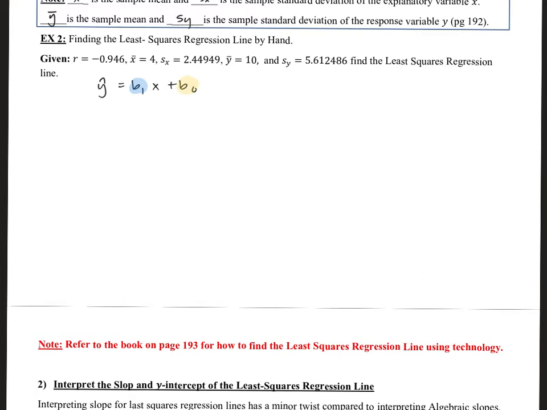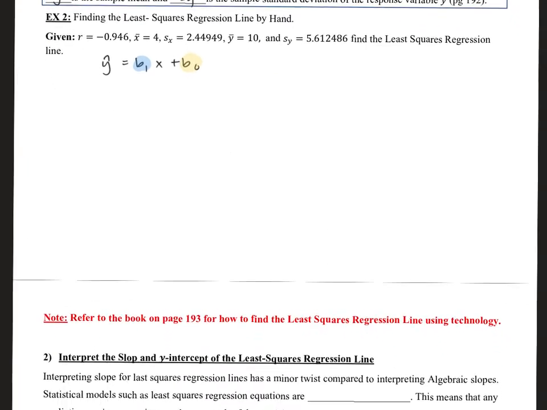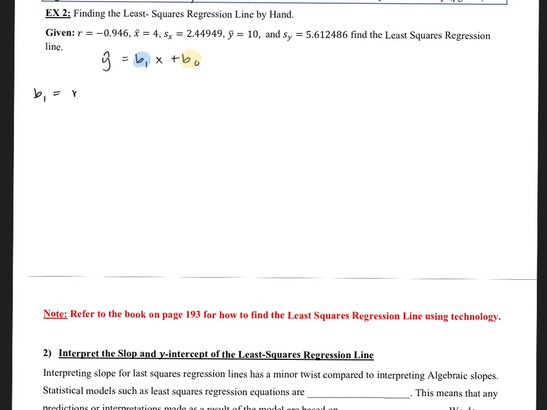How do we find those? From our definition above, b sub 1 is r times s sub y divided by s sub x. So what is r? R is that value there. S sub y is that. And s sub x is that value right there.